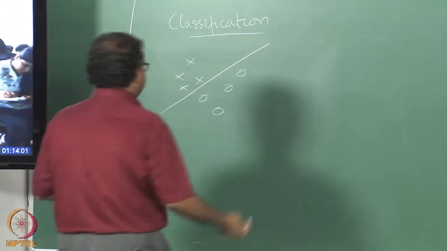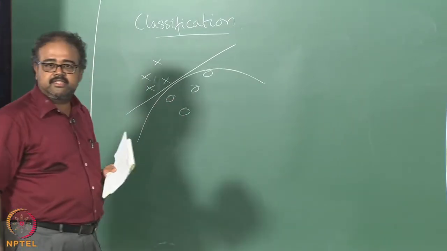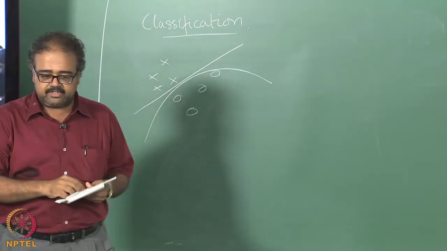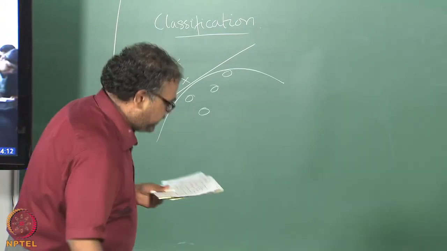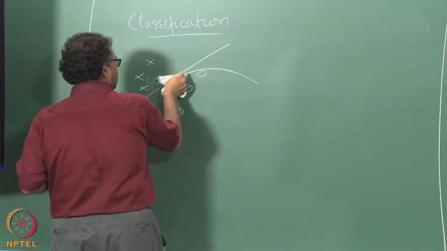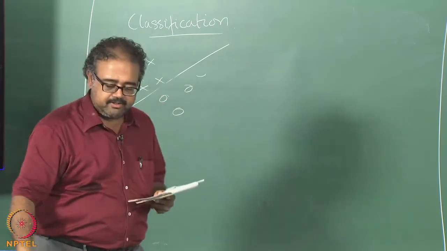We did look at an example in the first class where we had drawn quadratic surfaces and things like that, right. But instead of that we will assume that the classification surface, or the separating surface, will be a hyperplane, right.